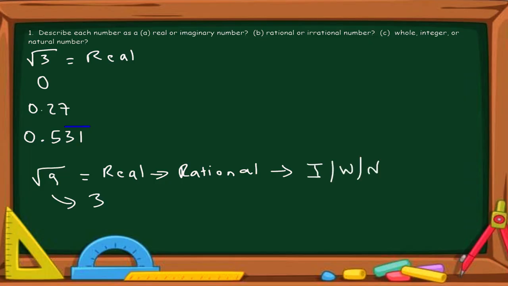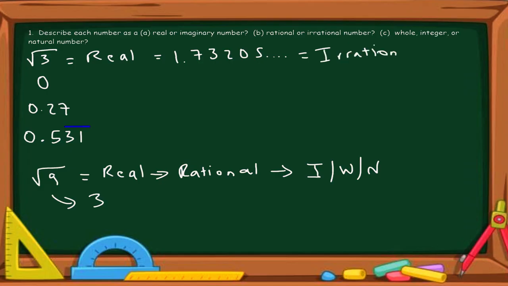Now, what about the square root of 3? If you type in the square root of 3, you're going to get 1.73205, and this keeps on going. So what we have is a non-repeating, non-terminating decimal. It's a real number. You can plot it on a number line, but you can't write it as a fraction of two integers. So it's not rational, it's irrational.